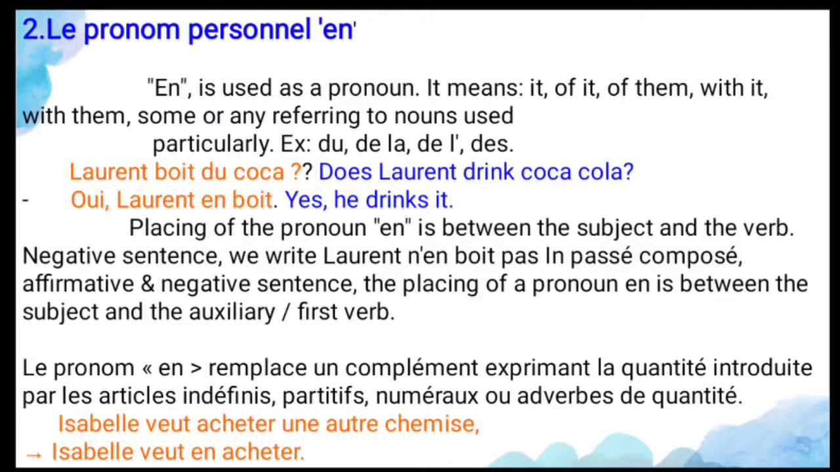En means what? It depends upon the sentence only. So why is it used? En is used as a pronoun only, and it means it, of it, of them, with it, with them, some, or any, referring to the nouns used, particularly the partitive article. What is the partitive article?